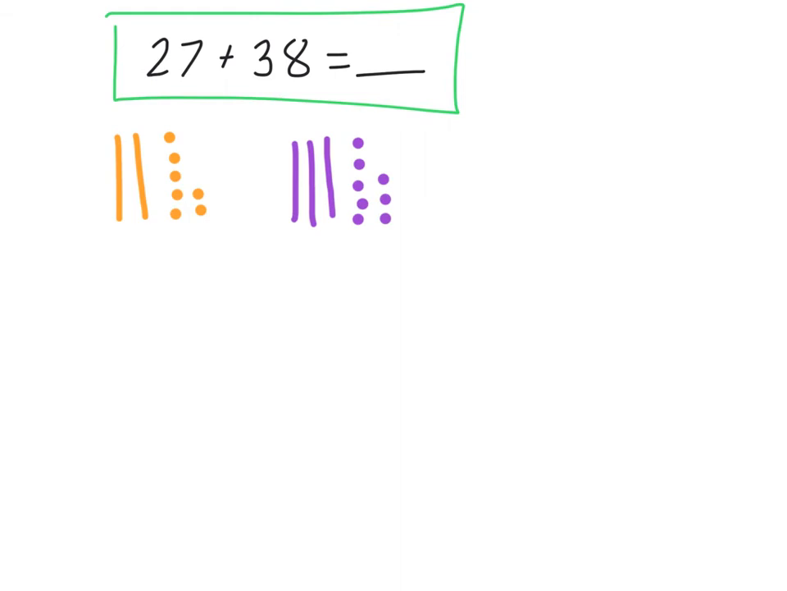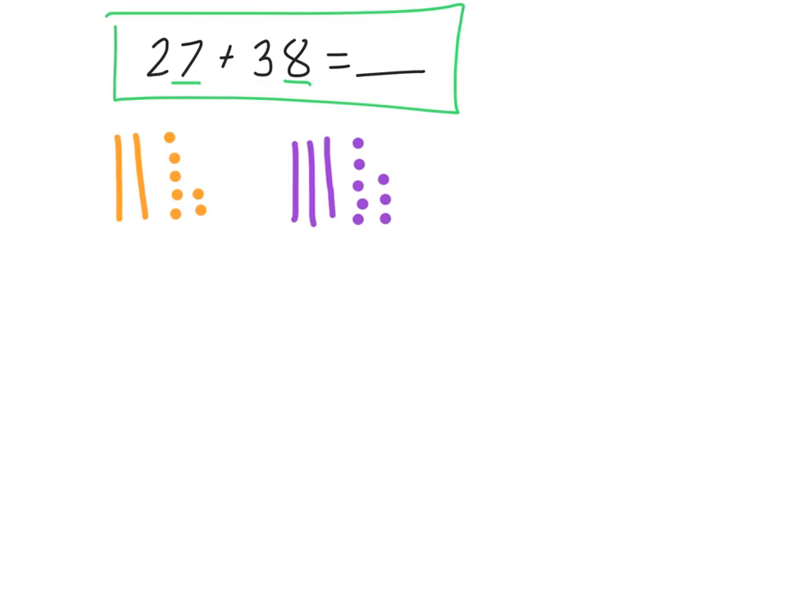Now, we have to find the addend with the greater ones digit. We'll notice that the number 27 has 7 ones, and the number 38 has 8 ones. And as you know, 8 is greater than 7. So let's go ahead and take some ones from 27 and add it on to 38 in order to make this into a tens number.